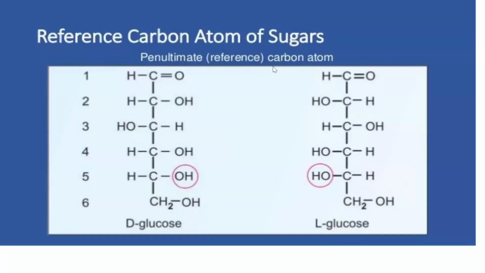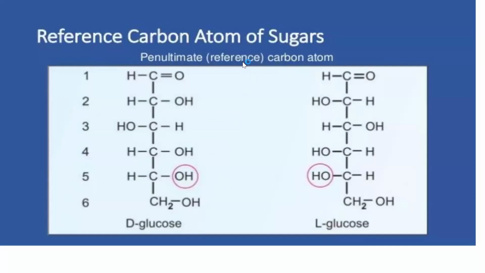So in carbon 5, the OH group is by the right for D-glucose, while for L-glucose, the OH group is by the left. And that is what differentiates D-glucose and L-glucose. D-glucose is the most abundant, the class of glucose usually found in the human system. So we don't have L-glucose, unless we take it or get it from foreign organisms or other foreign substances.